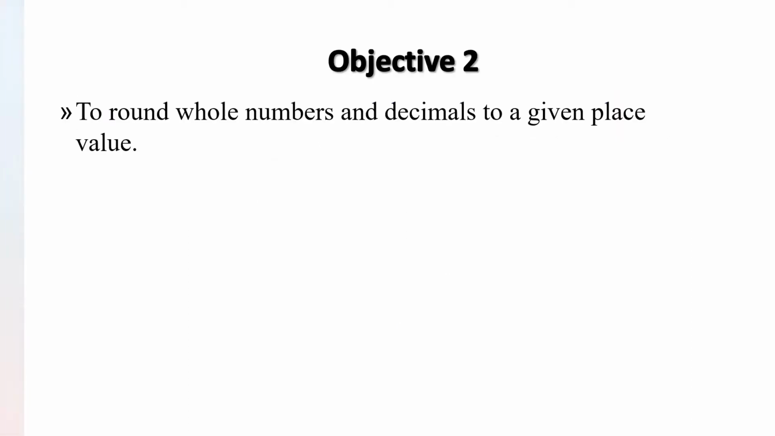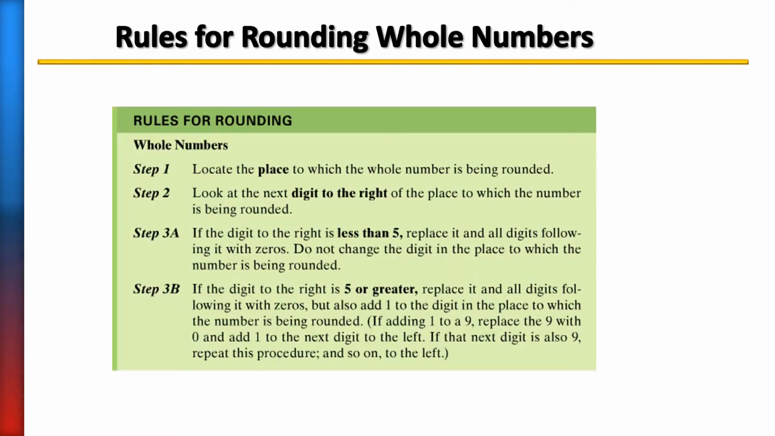The objective of this lesson is to round whole numbers and decimals to a given place value. So, the rules for rounding whole numbers. Step 1, locate the place to which the whole number is going to be rounded. Step 2, look at the next digit to the right of that number. In other words, to the right of the place value to which the number is being rounded.